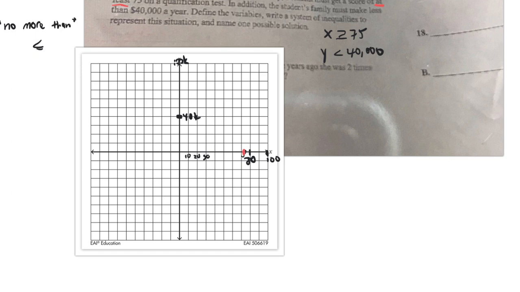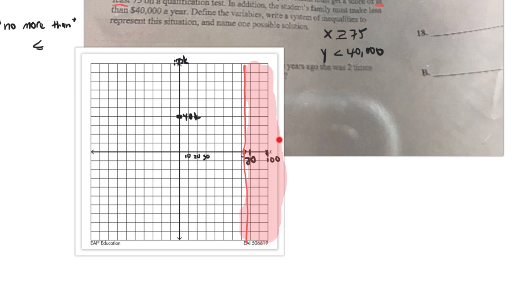Okay. Now, X is greater than or equal to 75. Well, that means that we would have a solid vertical line at 75. And since X is greater than or equal to, we're going to be to the right of that line. So that's this. And by the way, for my student watching at home, do you have to graph these? Not necessarily. In fact, you can just use logic with regards to naming one possible solution. Just pick a value of X that's greater than 75 and a value of Y that's less than 40,000. It's really just as simple as that.